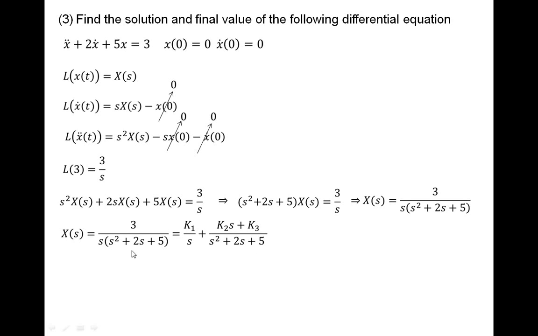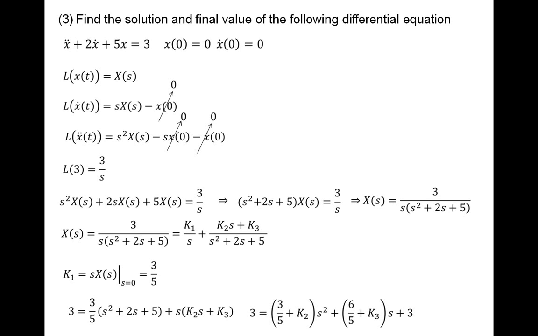Again, here I have a second order polynomial with complex conjugate roots, so I will keep it as it is. To find k1, I use s X(s) when s is equal to 0. So k1 will be equal to 3 over 5. I will find k2 and k3 using the classical approach as I explained in the previous problem.